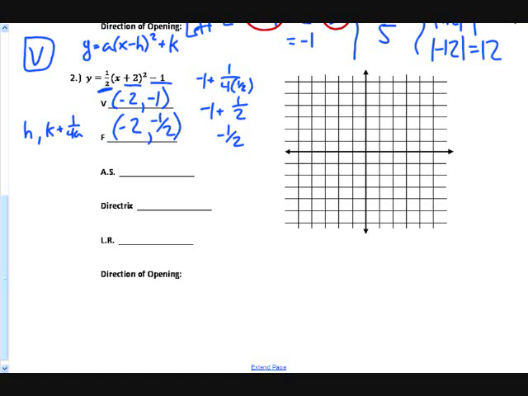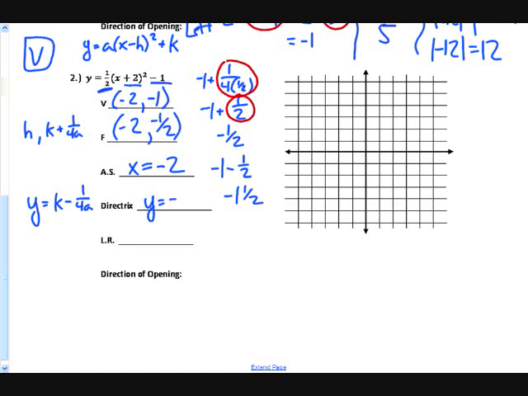Now I do my axis of symmetry. For that, it just says on my formula sheet x equals h, which is the x value for my vertex. That's a -2. And then the directrix literally says y equals k minus 1 over 4a. So I take it off to the side. K is -1 minus 1 over 4a. That's what I did right here. And when I did 1 over 4a, it gave me 1/2. So I'm subtracting 1/2 this time, which is going to give me a -1.5. And again, I just leave it as a mixed number, so that'll help me when I'm graphing.